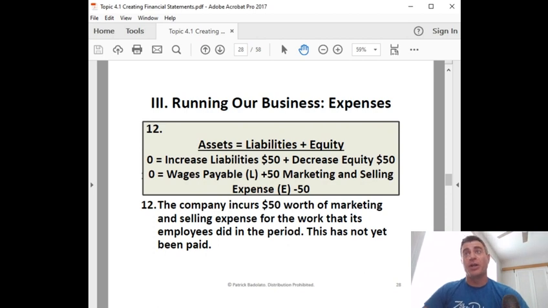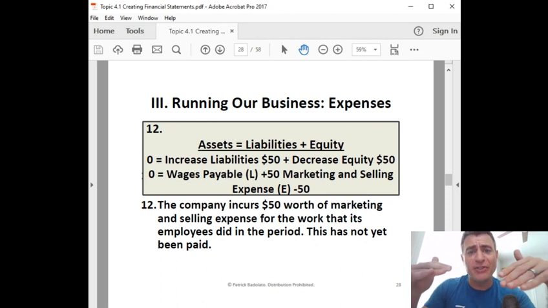My balance sheet balances, I'm still always using the assets equal liabilities plus equity equation, right? Transaction 12, let's jump into this one. We incur $50 worth of marketing and selling expense for the work that employees did in the period. This has not yet been paid. Good. So in that case, I'm actually going to say I have an expense, my decreased equity, marketing and selling expense, as I call it here.